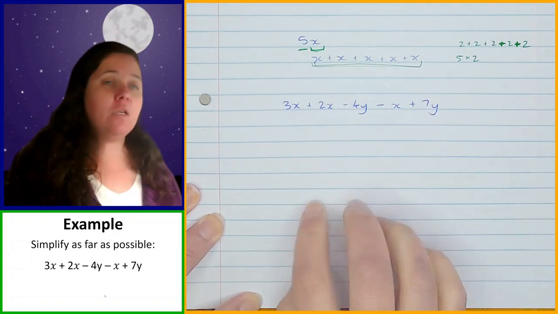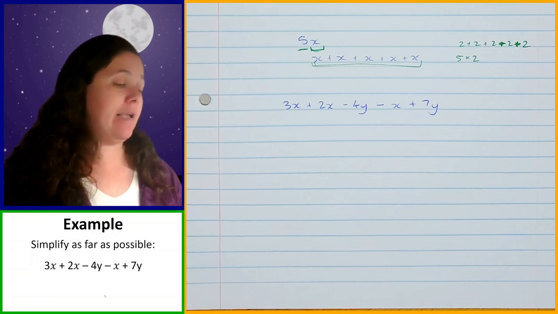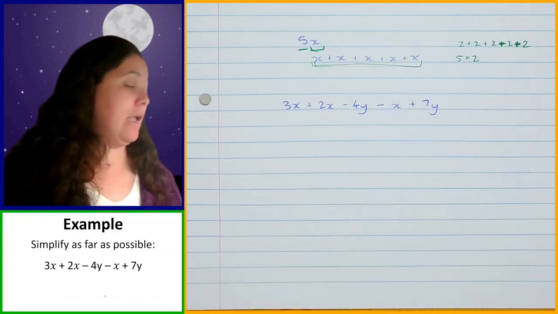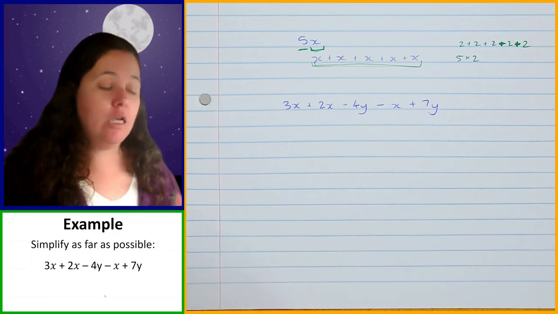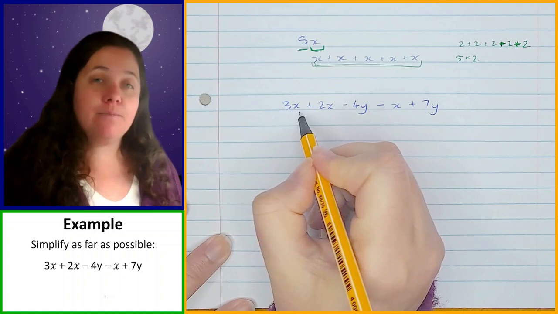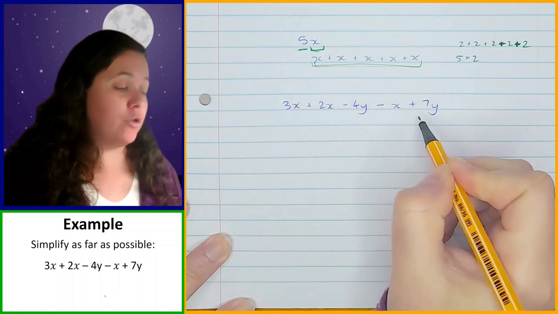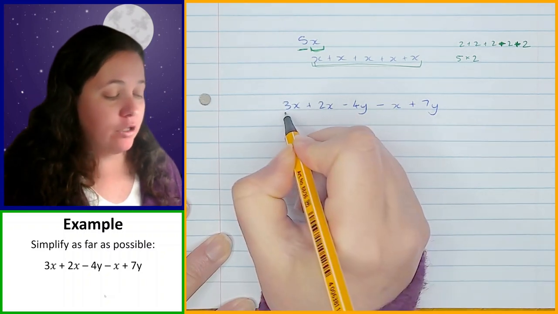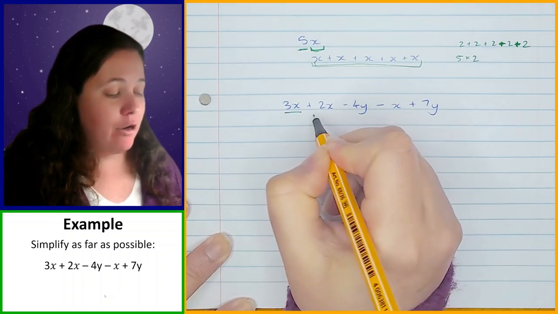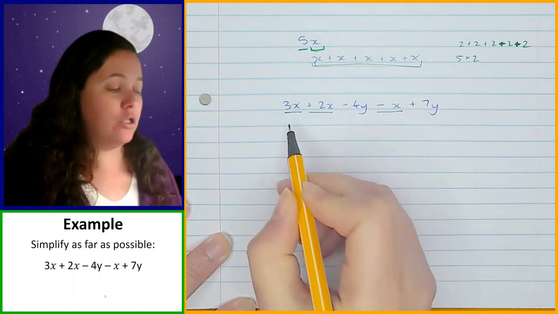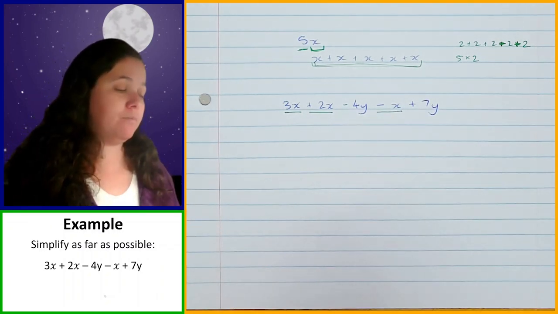Okay, so the first thing I need to do, if I get a question like this, is identify my like terms. So I'm going to go through and identify, over here I've got x. So I need to see, are there any other terms that are like this term over here? Here I've got 3x, there I've got plus 2x, and here I've got minus x. Those are all like terms.